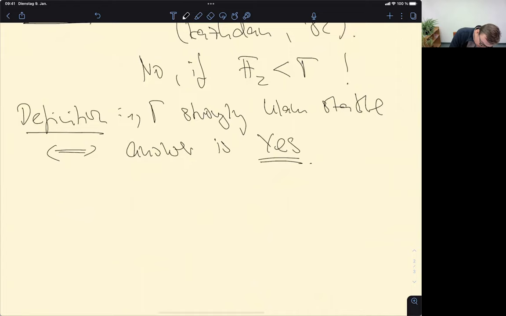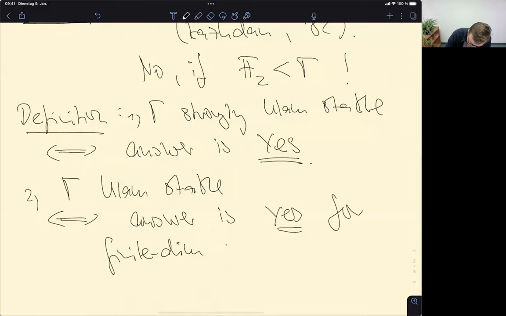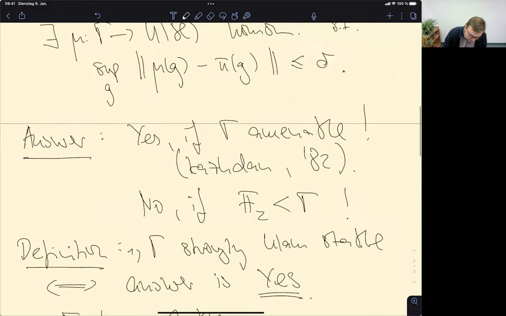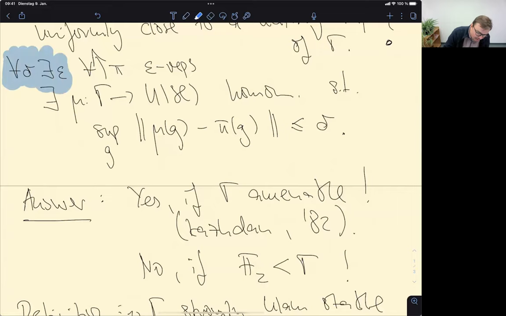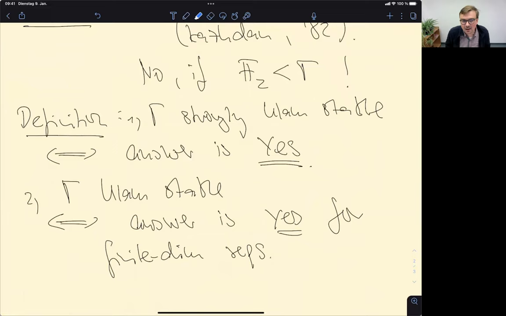And that's only the first part of the definition. And the second part is we call gamma Ulam stable by definition if the answer is yes for finite dimensional representations. But there's this epsilon delta dependence that comes up in this talk. This should be uniform basically over all the possible finite dimensions. There would in principle be an even weaker notion, say weakly Ulam stable, if you would have yes for any particular finite dimension. So you can also study that property.